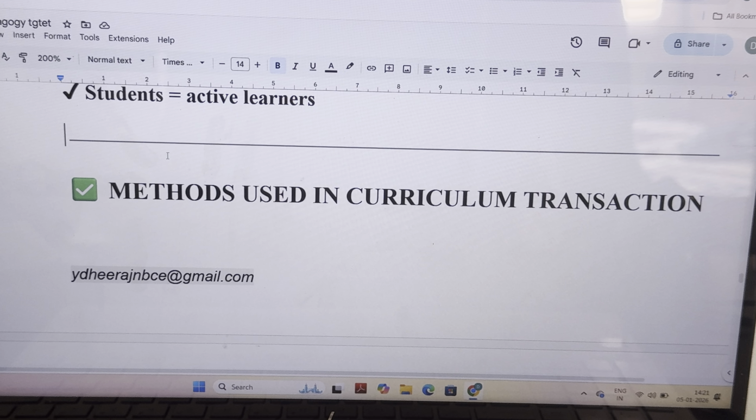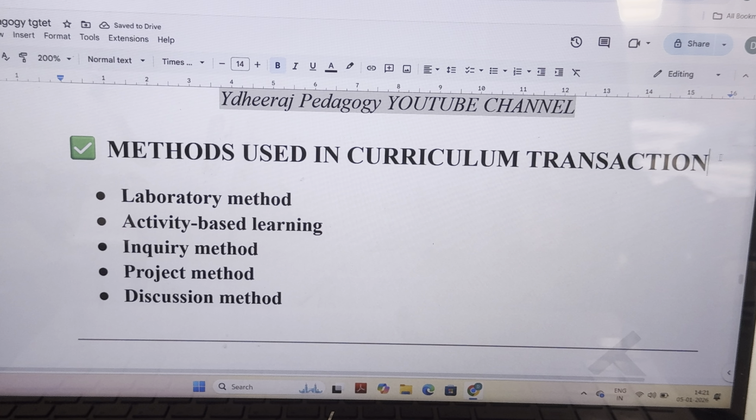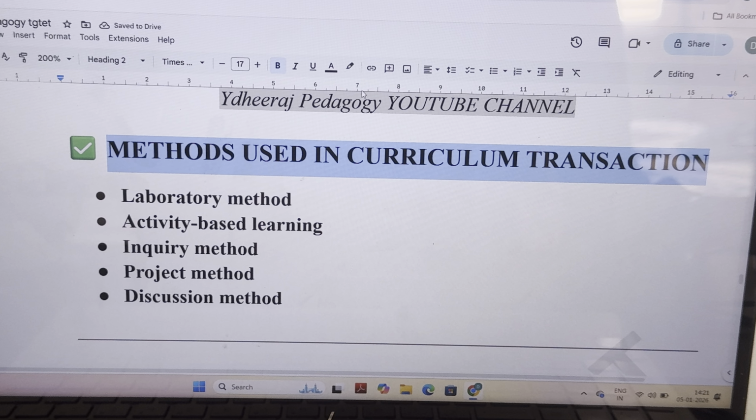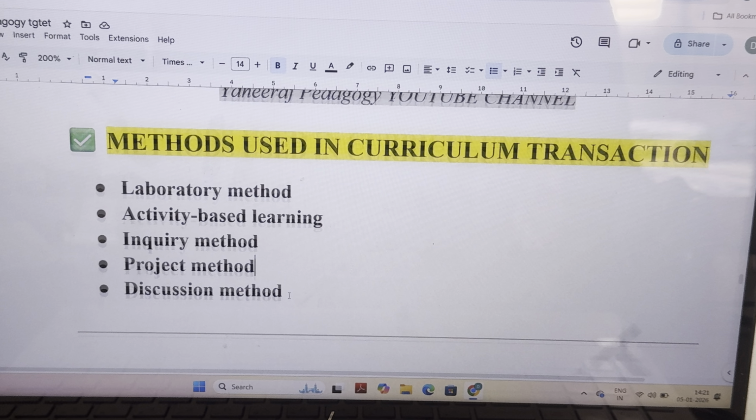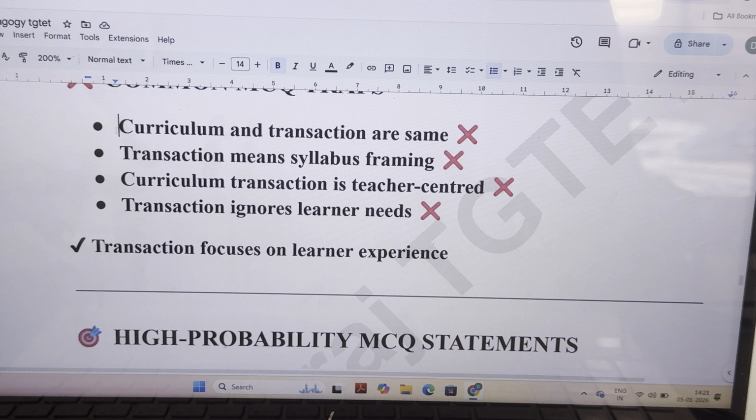Let us see a few methods which are used in curriculum transaction, because while planning the curriculum, you need to know the methods. First method is laboratory method, activity based learning, inquiry method, project method, discussion method. These have to be the main focus, main methods in curriculum transaction while you're planning and teaching. Don't get confused, curriculum and transaction are not the same, they are different concepts.